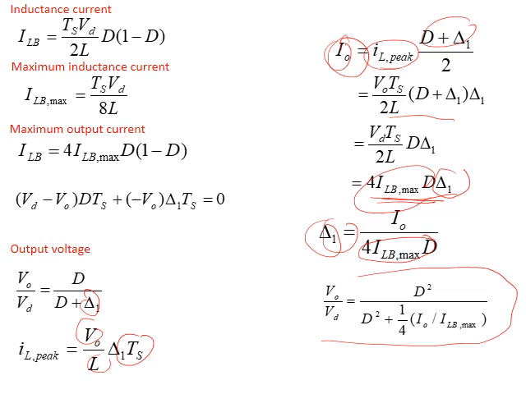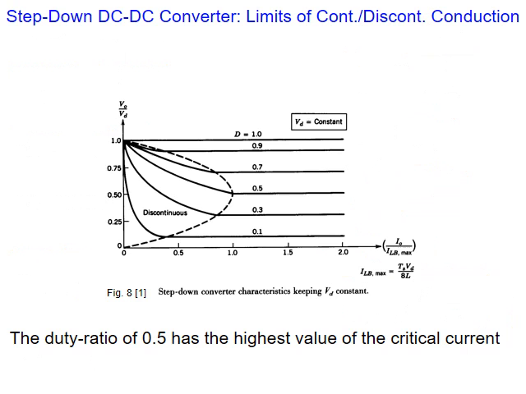We got this formula. I will take this formula which represents the relationship between D with respect to VO and IO over I max. I sketch it here. This is VO over VD, and this is IO for different duty cycle. We can see this dotted line. This dotted line represents the boundary between discontinuous and continuous conduction mode. Here, the straight lines represent the continuous, while here is discontinuous.